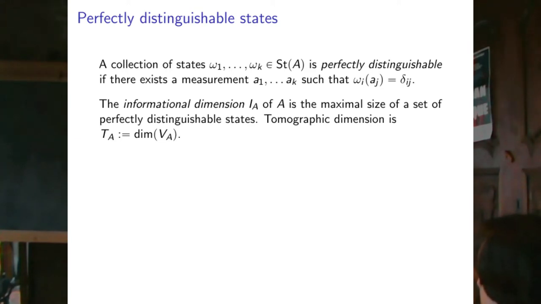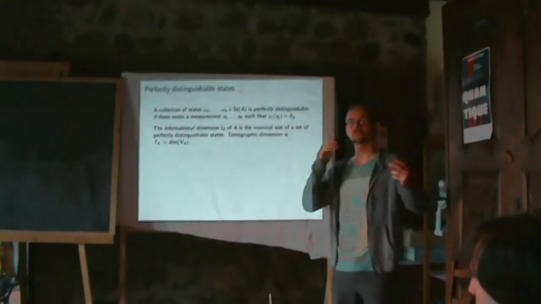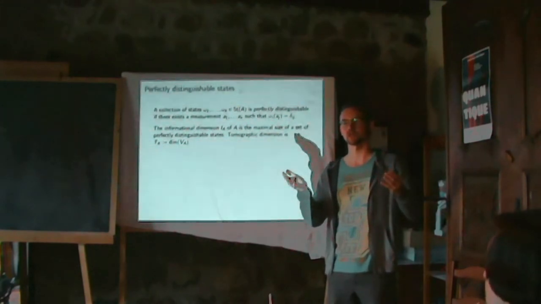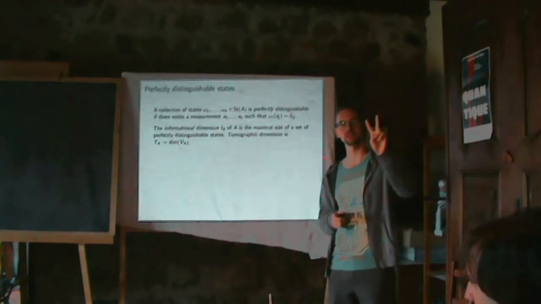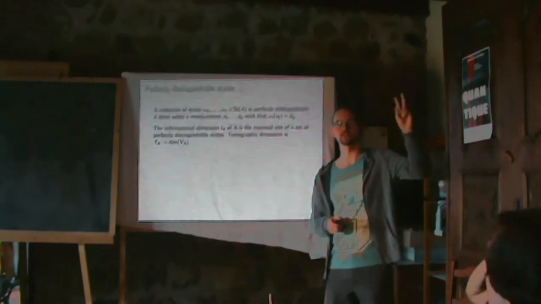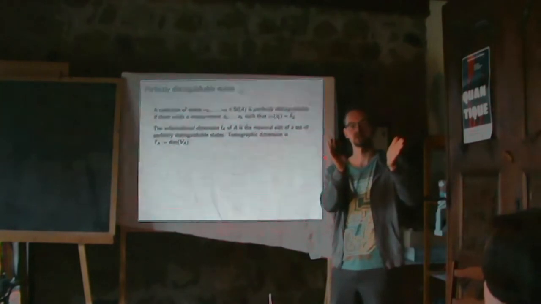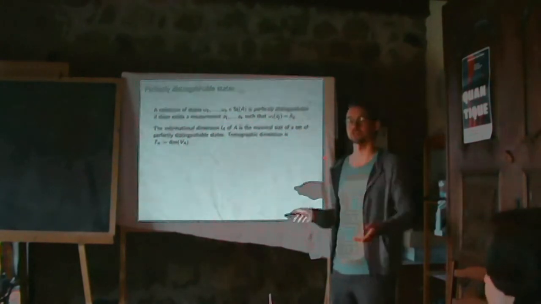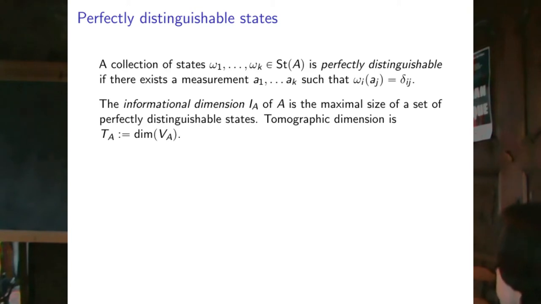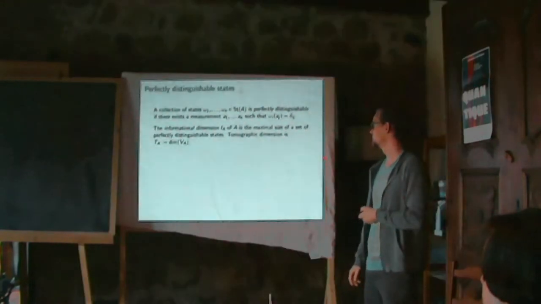The reason we call this informational dimension is because perfectly distinguishable states are classical in a sense. Suppose we have two perfectly distinguishable states. If I label one to be the state 0 and the other state 1, then I can encode a classical bit in there. And the same thing if the informational dimension is 5: I have a 5-dimensional classical system as a subsystem. So the informational dimension is the largest classical system I can perfectly encode into this physical system. That's basically the idea.